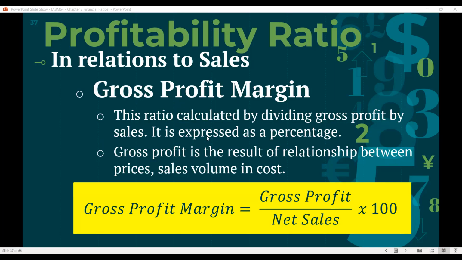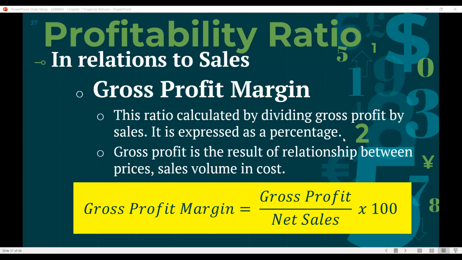So we need to discuss the in relations to sales first. We have gross profit margin. This ratio is calculated by gross profit over sales. It is expressed as a percentage. So gross profit margin focuses more on dividing gross profit by sales, expressed as a percentage. It is the result of the relationship between prices, sales volume, and cost, and so on and so forth.